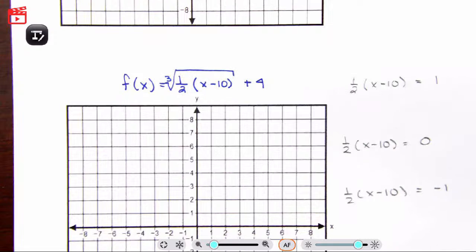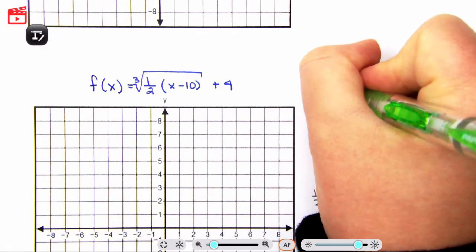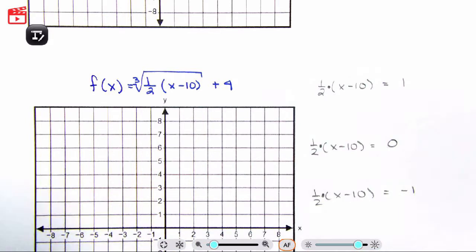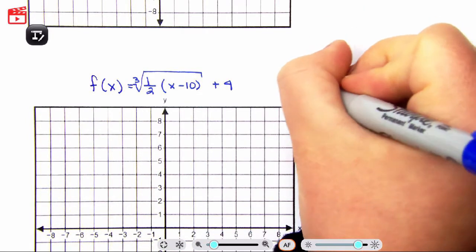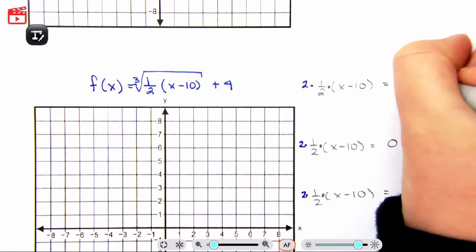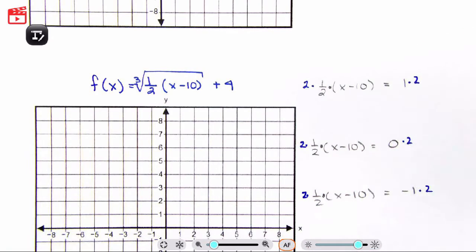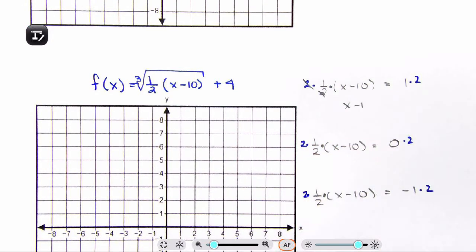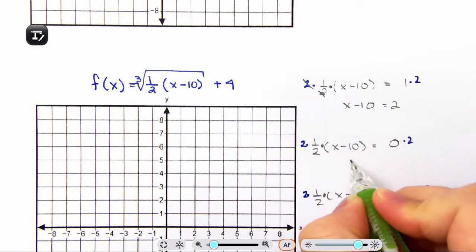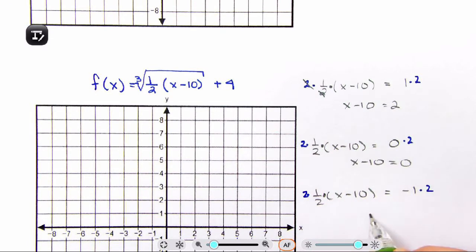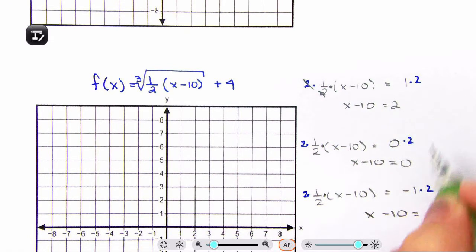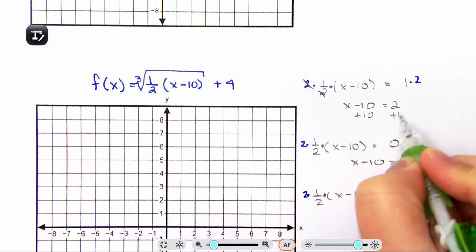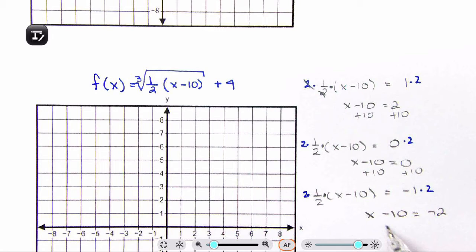It is your choice if you want to distribute that 1/2. This is 1/2 times a bubble. So I'm going to undo that 1/2 times by multiplying by 2 on both sides. Or you can distribute, it still would give you the same output. So I have x minus 10 is equal to 2. I have an x minus 10 is equal to 0. And I have an x minus 10 is equal to -2. I'm going to add 10 to both sides and see what my new x's are.